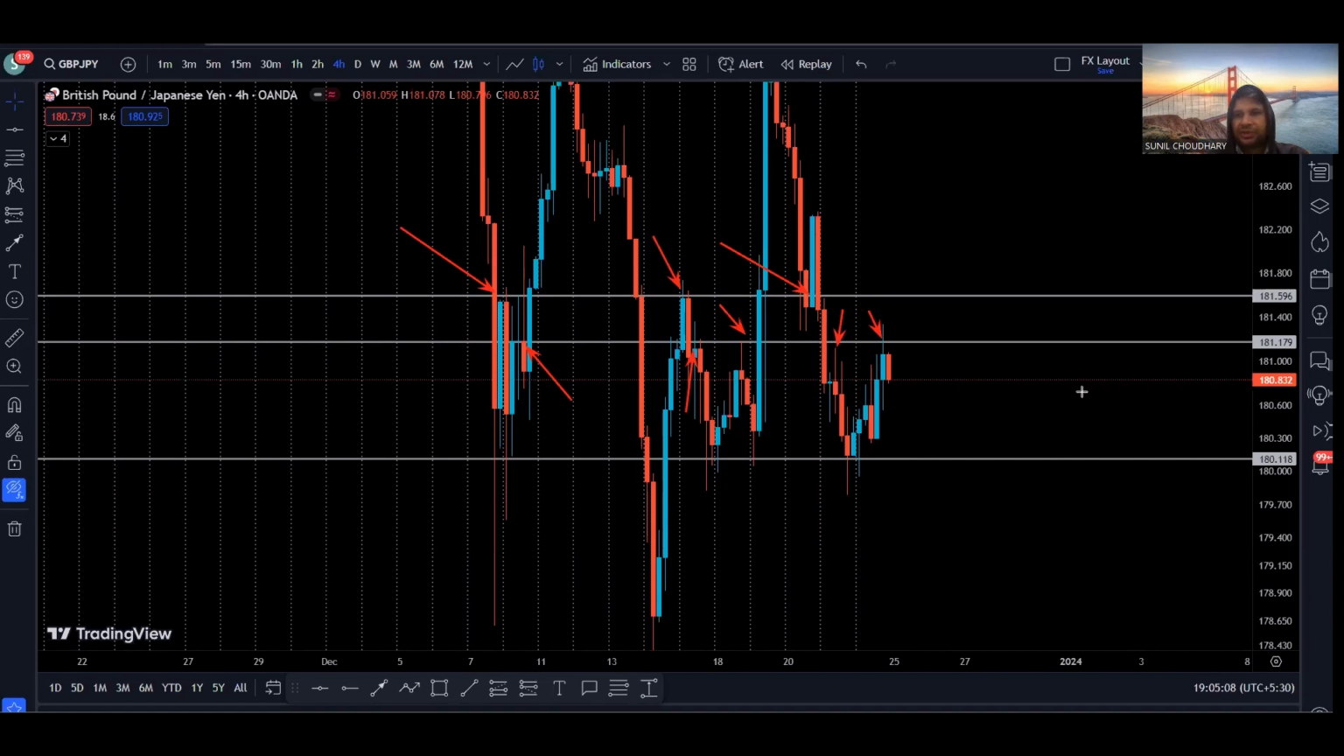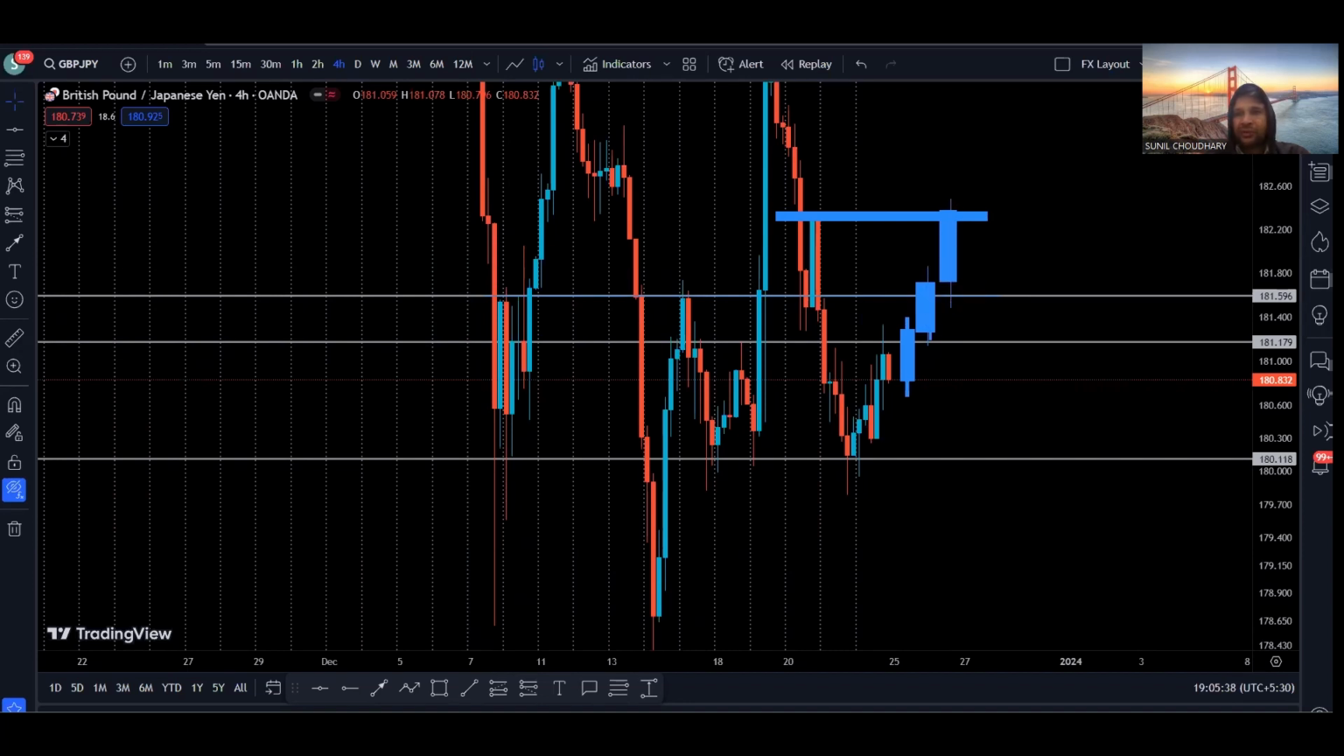So we have these resistances in this area as well. If we get a candle close above this level during a high volume time, we can anticipate the price to continue going to the next resistance, which is right into these areas. And above this we have resistance right into here. So if we get a 4-hour candle closure above this area, there will be a pretty high probability during a high volume session we can continue going to the next resistance.